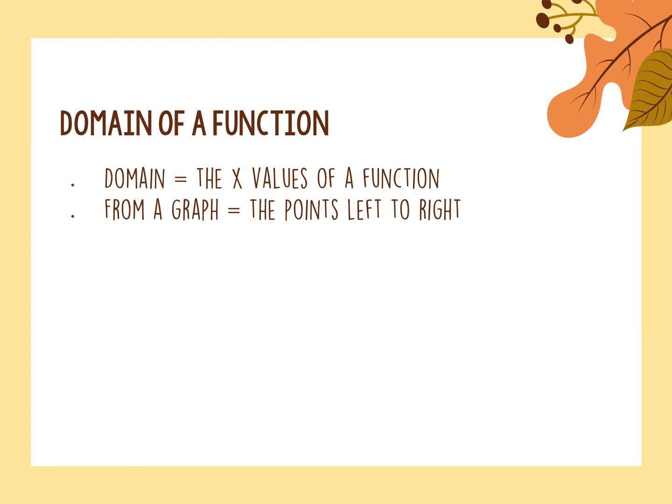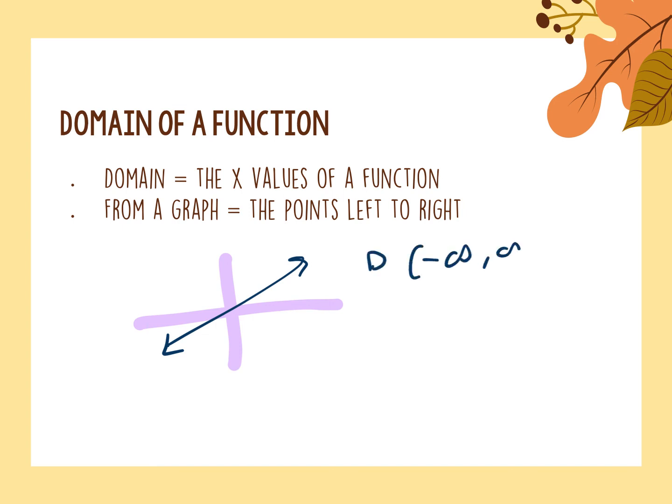So the domain of a function is all the values of x that can be plugged into that function. If you are looking at a graph, you would look from left to right. So if I had a graph that was just like, let's say, a line with arrows on both sides, there is no stop to the values going left and there's no stop to the values going right. The domain on this would be -infinity to positive infinity.